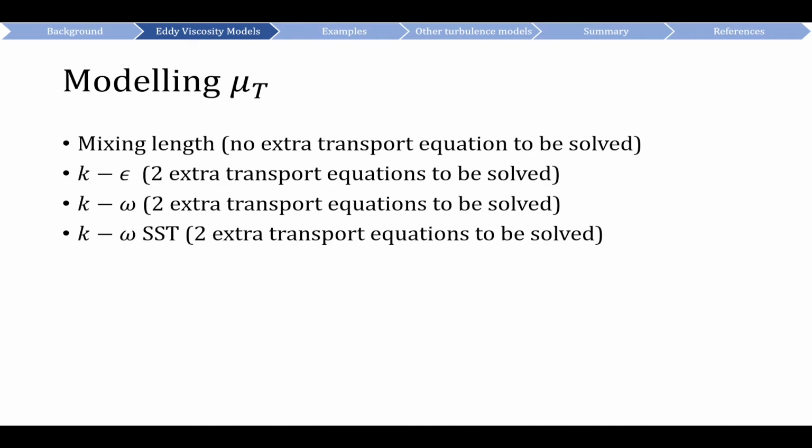The simplest model is the mixing length model, because this takes no extra transport equations to be solved. I'll explain what that is shortly. And then some more general approaches, the most commonly used that you might see in software such as ANSYS, would be the K epsilon model, the K omega model, or the K omega SST model. I'll go through each of these models in detail shortly. But first, the mixing length model, the simplest model for the eddy viscosity.